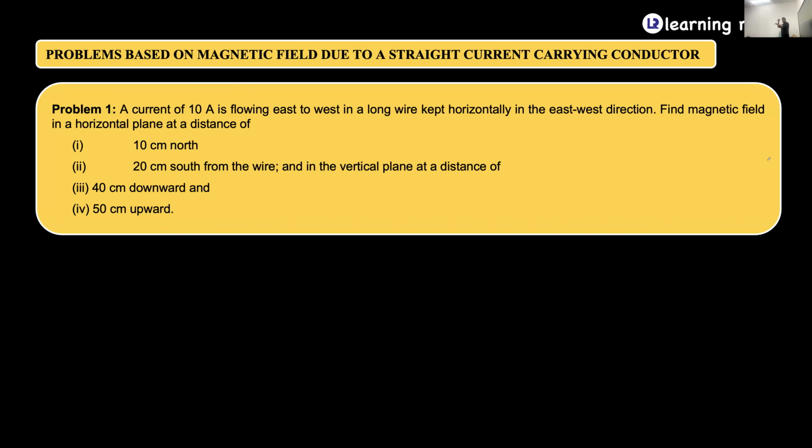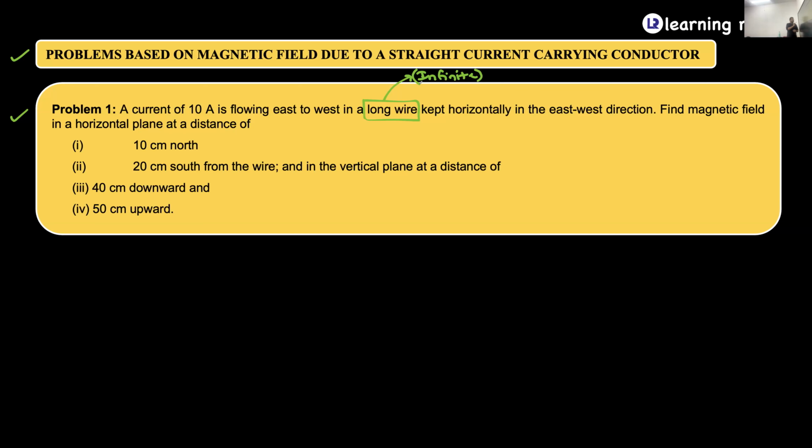So with those values, let's solve some problems that are based on magnetic field due to a straight current carrying conductor. The first problem is: a current of 10 ampere is flowing east to west in a long wire. When you see the word long wire, you need to get this infinitely long wire in your mind. It is kept horizontally in the east-west direction.